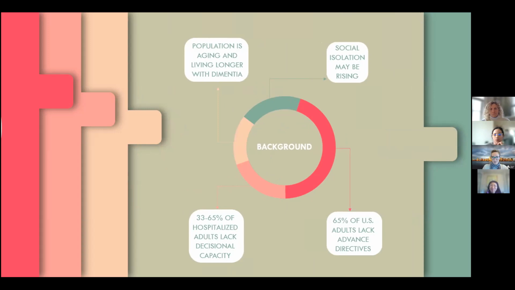So just a little bit of background about why we think this is an important topic to consider in how we're making decisions for patients. We know that 65% of adults in the United States lack advanced directives. And at the same time, it's estimated that anywhere from 35 to 65%, depending on the exact population of hospitalized adults, are going to lack decisional capacity while they're in the hospital. We also know that the population is aging and living potentially longer with dementia or with limited decisional capacity. And we also know that social isolation may be rising, particularly among older adults who might not be living with family or connected with family or an elected family of friends. So we know that the population of patients who are INEADS potentially is large and potentially is growing, but unfortunately, there's really not a lot of information available about how big this population is or whether or not it's growing. So that's part of the impetus for this work.